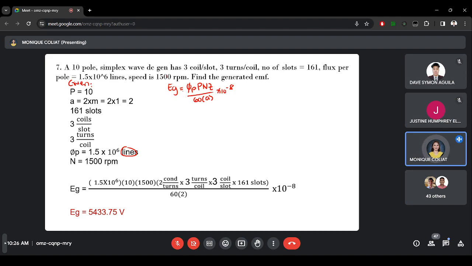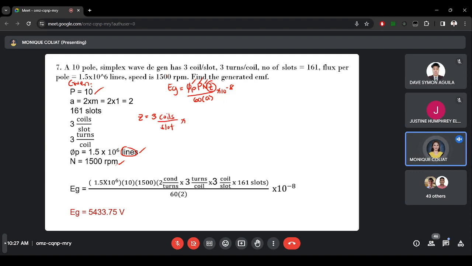Next, we have the flux per pole, the number of poles, and the speed. And do we have Z? Wala pa. So we have to get Z, or the number of conductors. May given ba tayong average load dito sa problem? We have, let's say, 3 coils per slot, di ba?